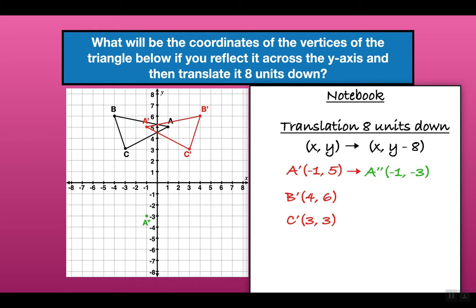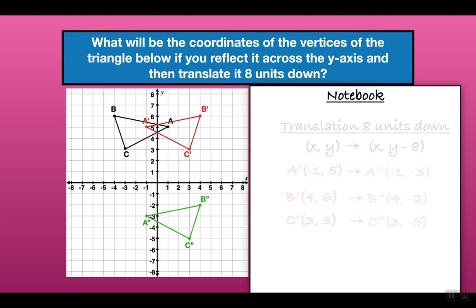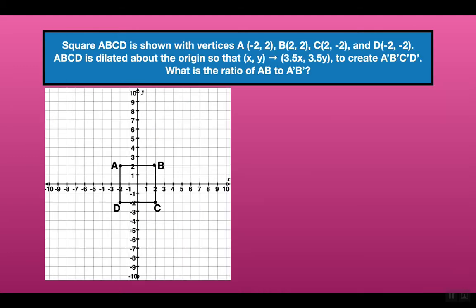B prime is at (4, 6). So I'm going to subtract 8 from the y-coordinate, and that's going to give me B double prime at (4, -2). And I'll plot that in green. And my last coordinate is going to become from (3, 3). When I subtract 8, it's going to become (3, -5), and I plot that point, and there's my triangle after the second transformation, and that gives me my answer.